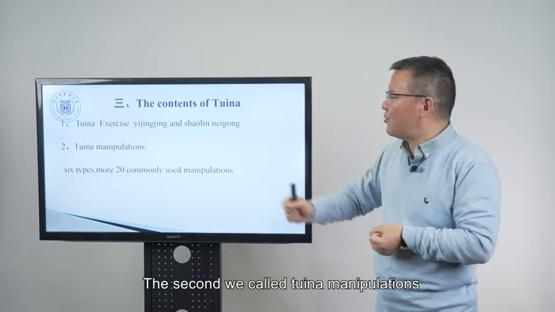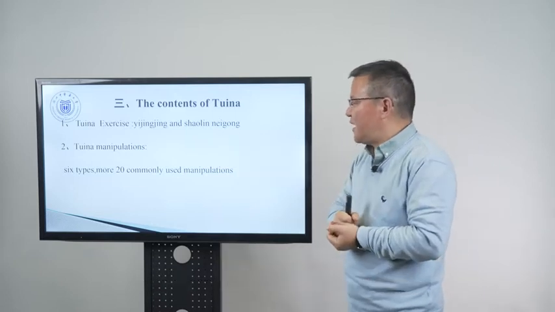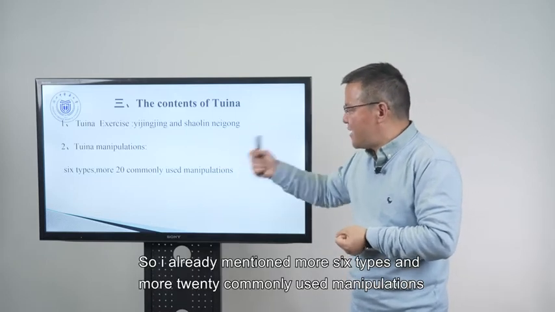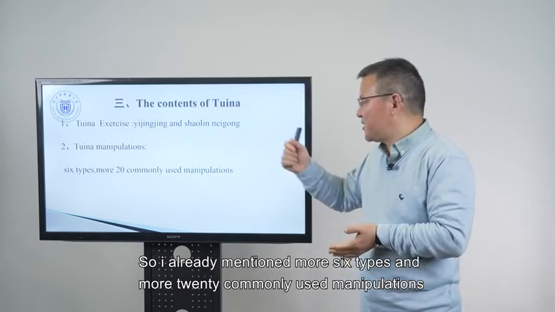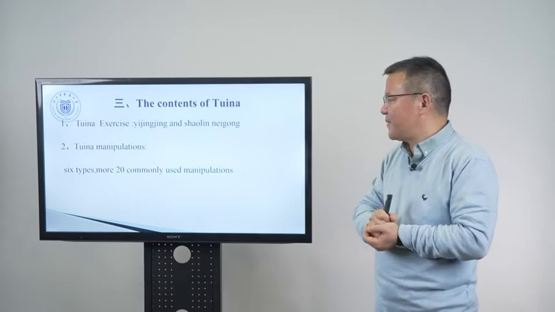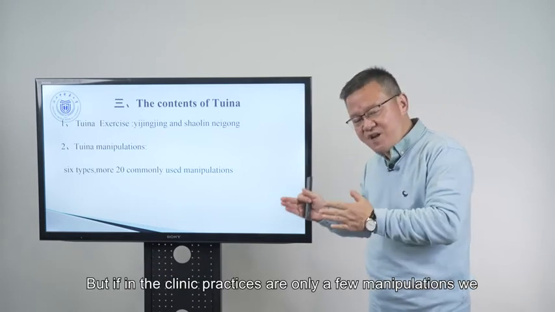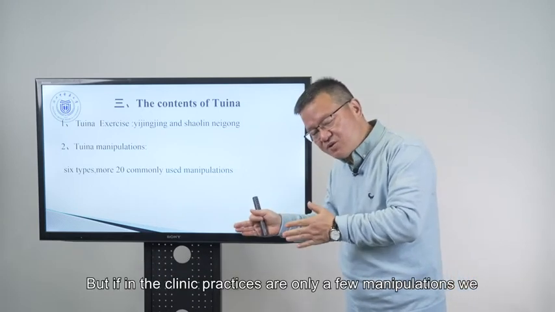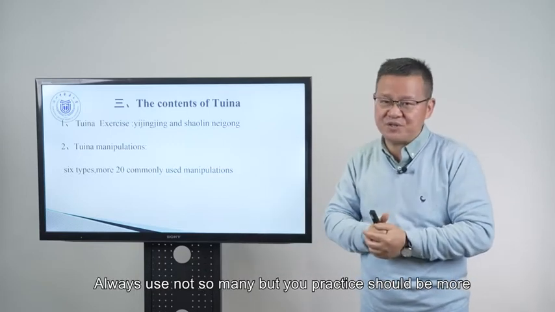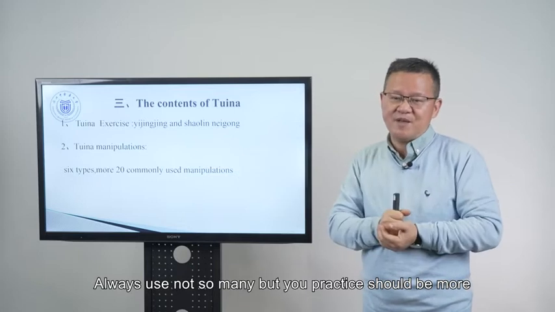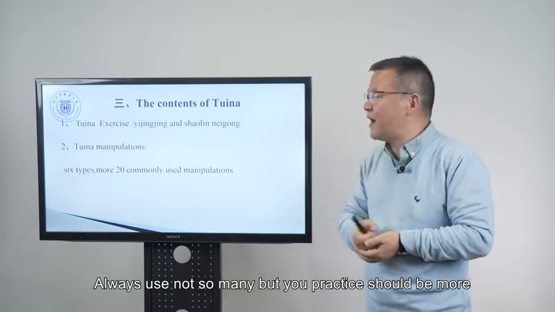The second we call Tuina manipulations. I already mentioned that we have 6 types and more than 20 commonly used manipulations. But in clinical practice, we always use only a few manipulations, not so many. But your practice should need more.